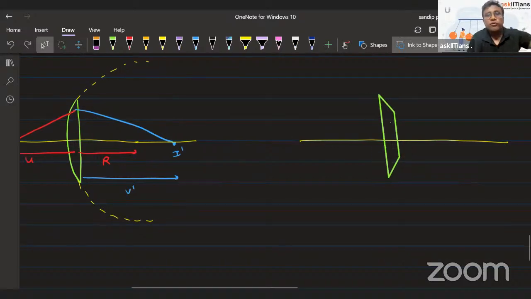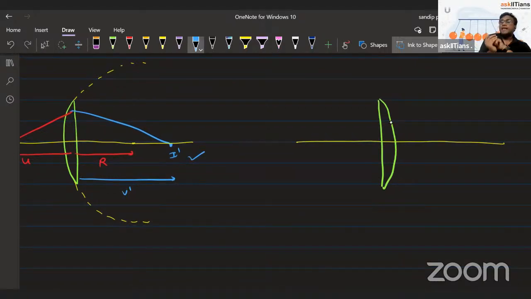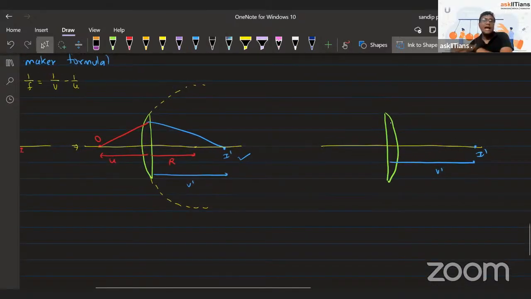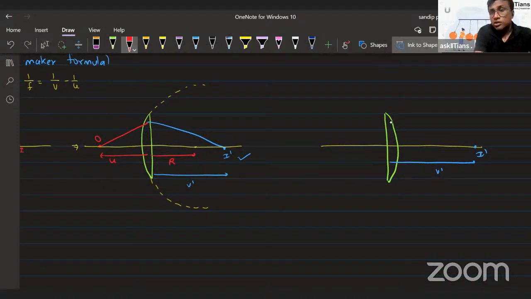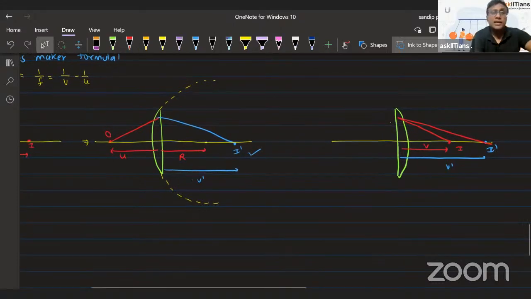So now the first part's image, that is I dash, will act as an object for the second part. Right? So I dash here, the distance from the center of the lens is V dash. Now that I dash, which was the image for the first part of the lens, will act as an object for the second part, right? So we can say the light will go like this, and this will be the final image now. So let's say the image distance is V.